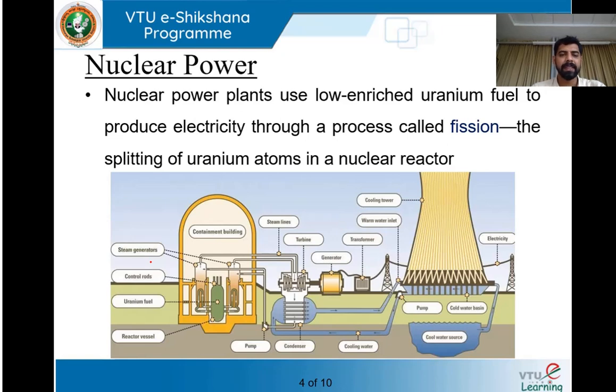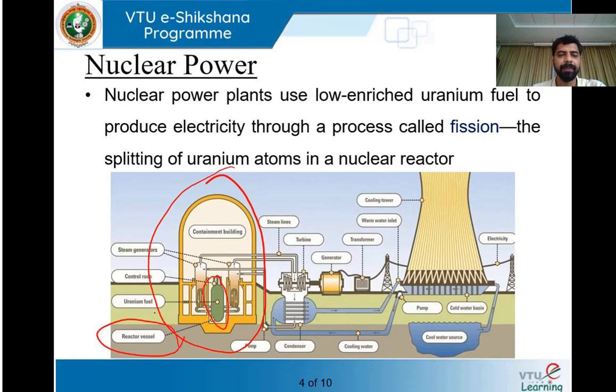You can just see this. This is what we call a nuclear reactor. In this nuclear reactor, you can see there is uranium fuel housed inside, and we have a reactor vessel as well as a control rod. The reactor vessel is where the fission reaction will take place.